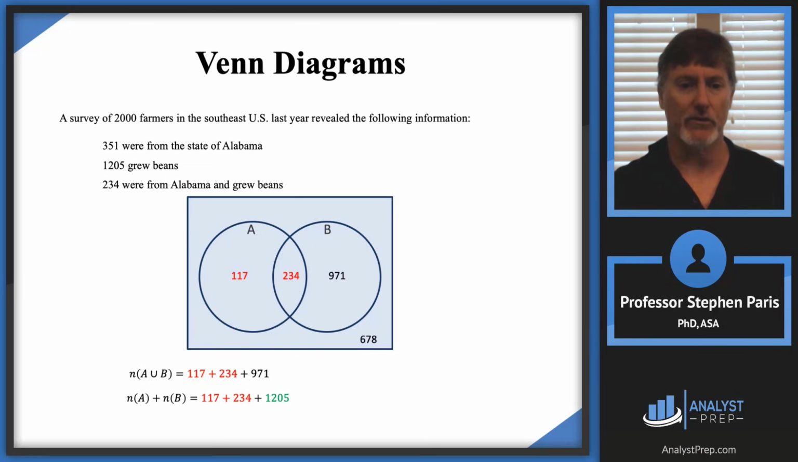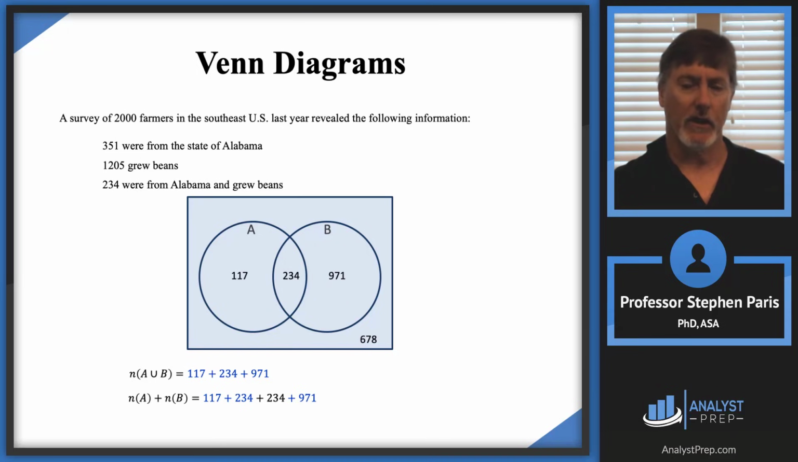Now let's look at the 1,205. Well, the 1,205 are those who grew beans. So in the Venn diagram, that's going to be the 234 plus the 971. So let me replace that 1,205 with the 234 plus the 971. And then I can see what the difference is now between these two expressions.